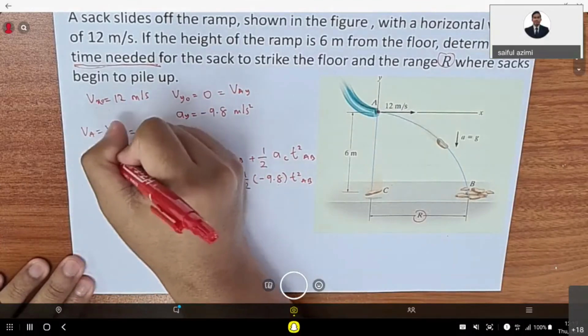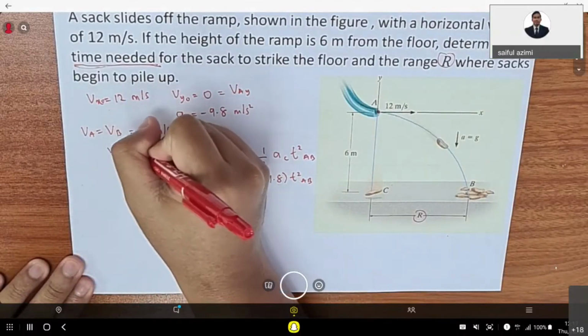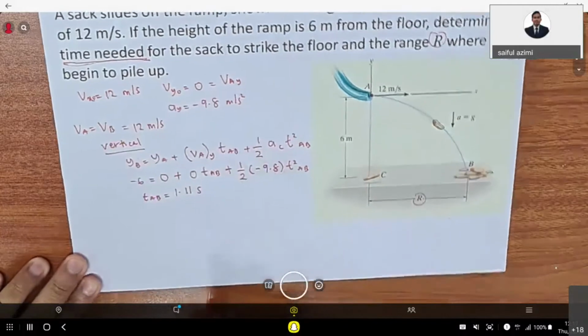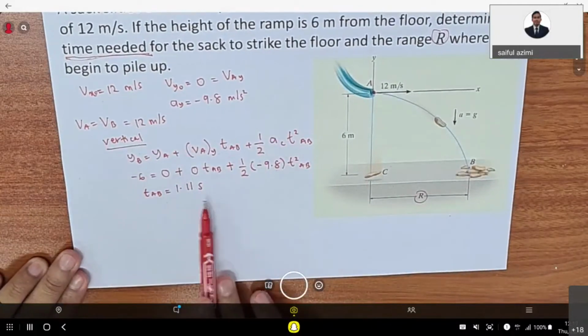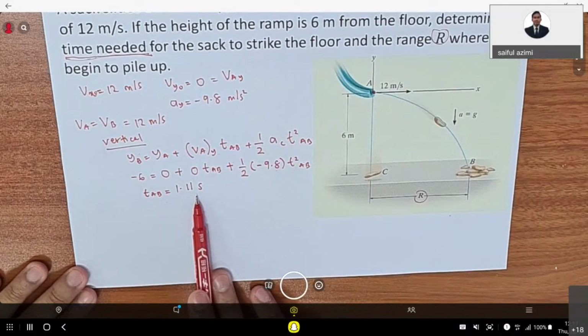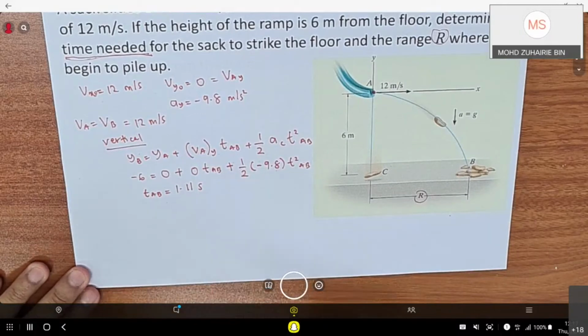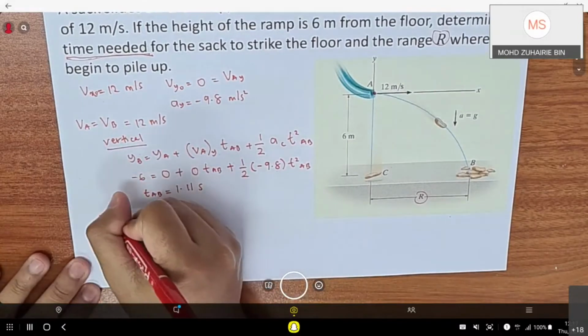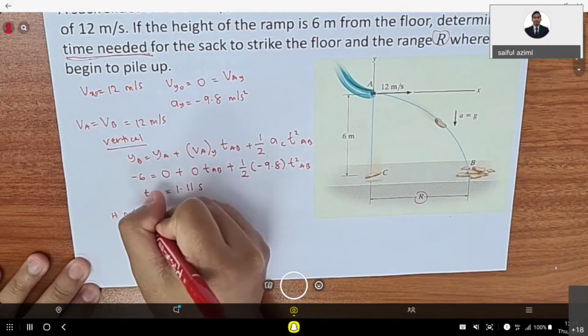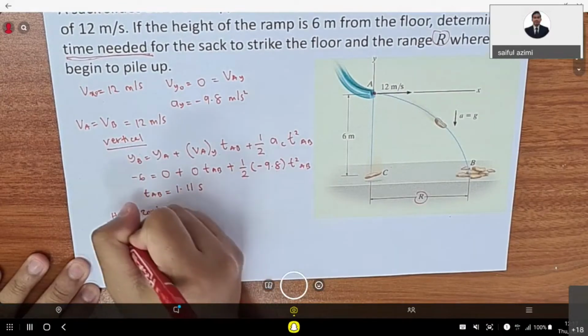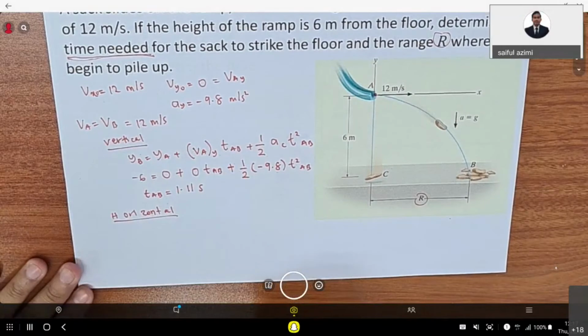So this is for vertical. Okay, understand how to get this one? Yes, sir. Right. So next is horizontal. For horizontal, you can refer to the equation in the slide.